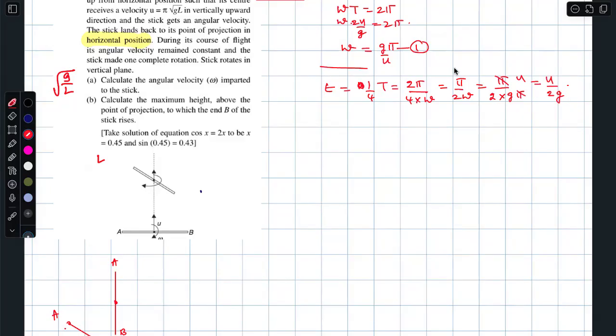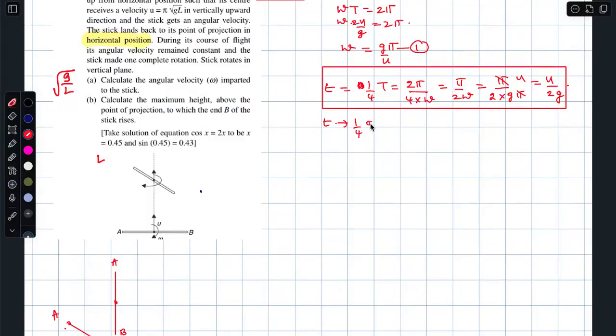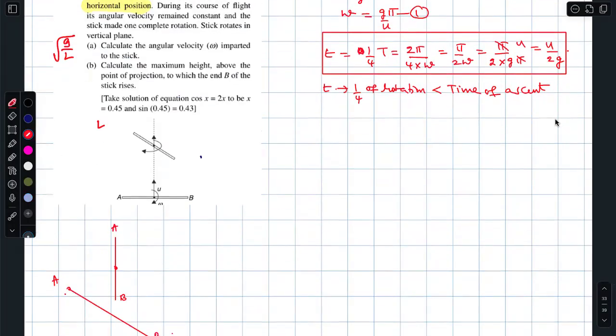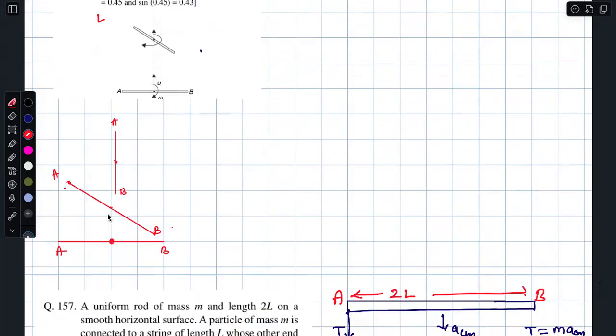One point that you need to understand in this point is by the time, what you should notice here is 1/4 of the rotation. It is less than the time of ascent. That is the first observation one should make. Then the rotation will keep going like this.